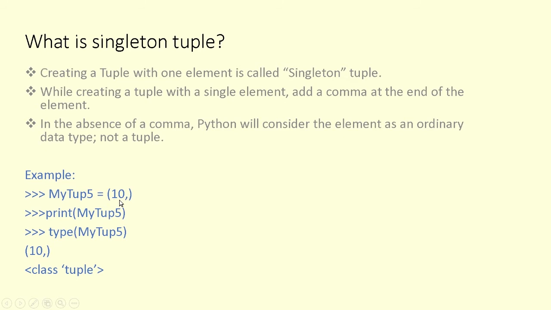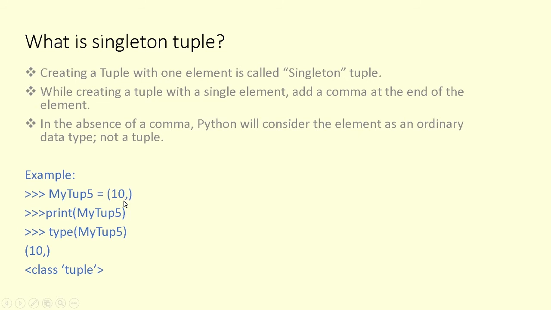So let us see the example. my_tuple5 is equal to 10 comma. So this is a singleton tuple, because there is one value and at the end I have given the comma. If I give print of my_tuple5, 10 will be printed. Next I have given type of my_tuple5. So what happens? Class tuple. It is a tuple because I have given it within parentheses and I have given the comma also. So it will be considered as a tuple, and it gives the data type as class tuple.